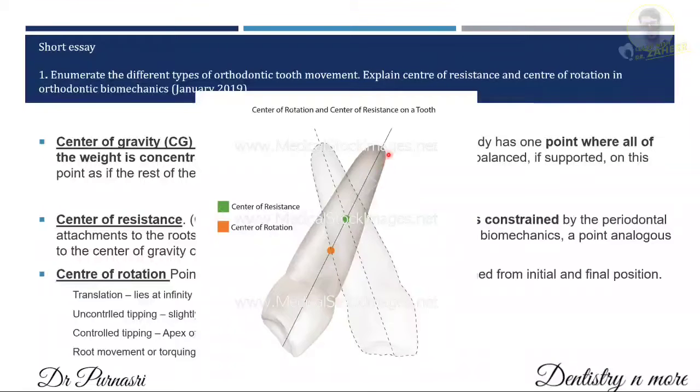Here you can see the green dot is the center of resistance and the orange dot is the center of rotation. This line here is the long axis of the initial position, and this dotted line is the new position. Where they both appear to meet is the center of rotation.